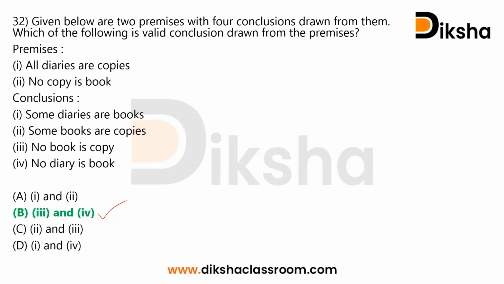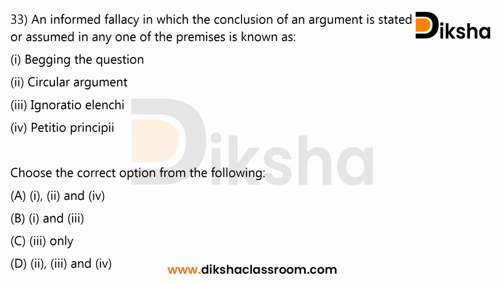Next we are moving to the 33rd question. The 33rd question is: an informal fallacy in which the conclusion of an argument is stated or assumed in any of the premises is known as. So there are different categories of informal fallacy about which we will be discussing in the coming videos, or we will be discussing those in detail in our Diksha's online course for paper 1.